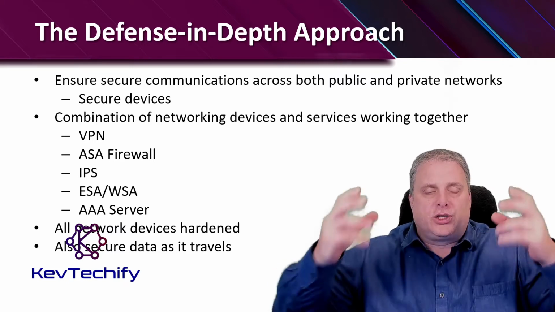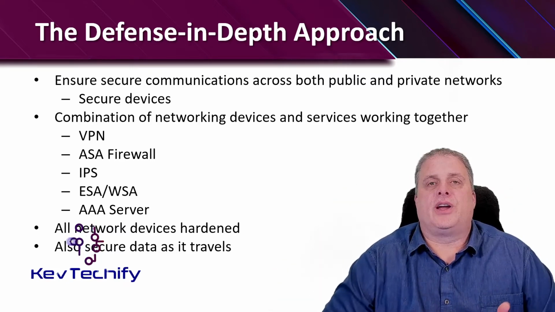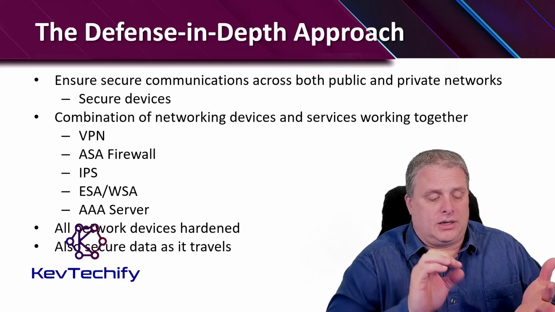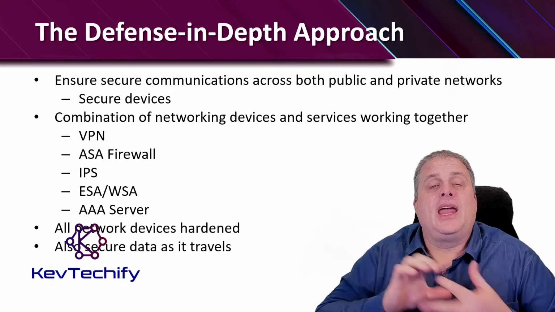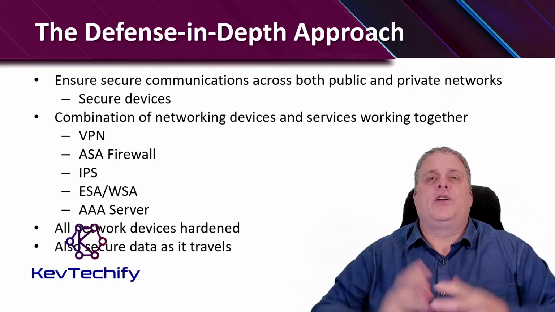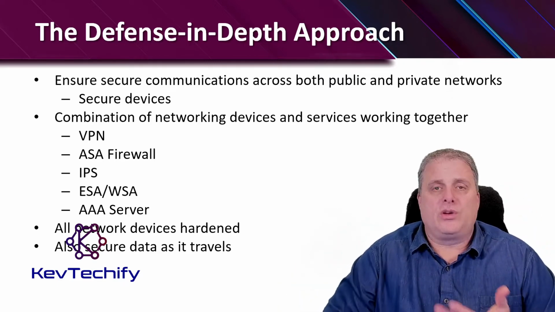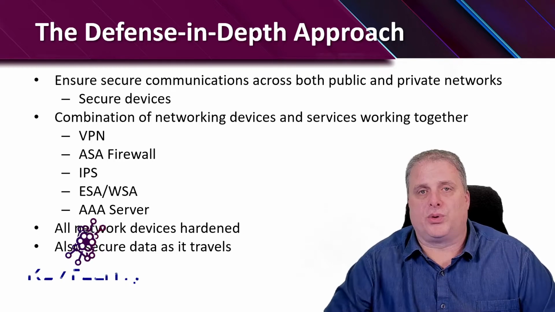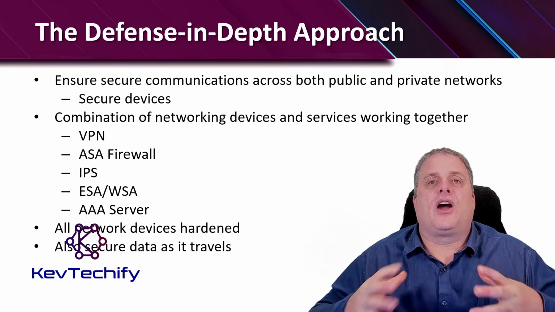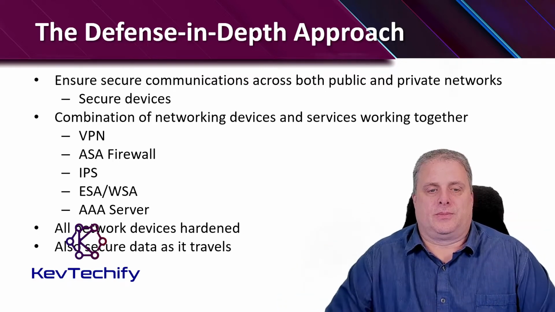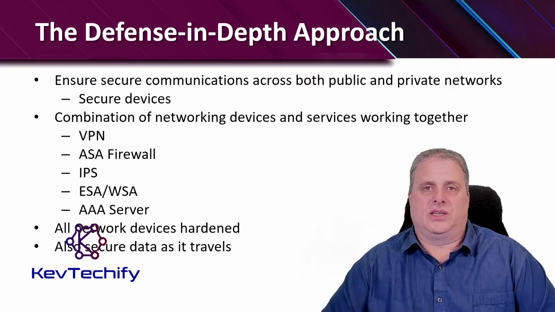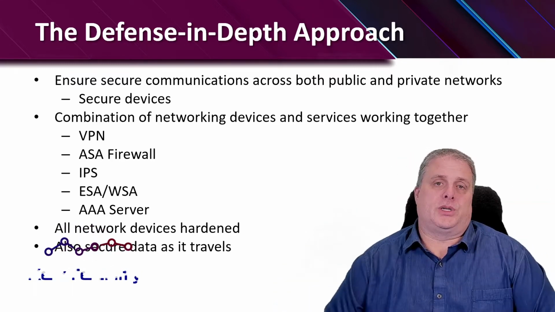And finally, a AAA server: authentication, authorization, and accounting. You want to make sure that only the right people are getting access to the right resources, and you're keeping a record of that. The other thing we have to do is make sure that all of our networking devices are hardened: your routers, your switches, your access points, any of those intermediary devices, hardened to resist attacks. We also have to secure the data as it travels across different links, and a lot of times this is encryption.